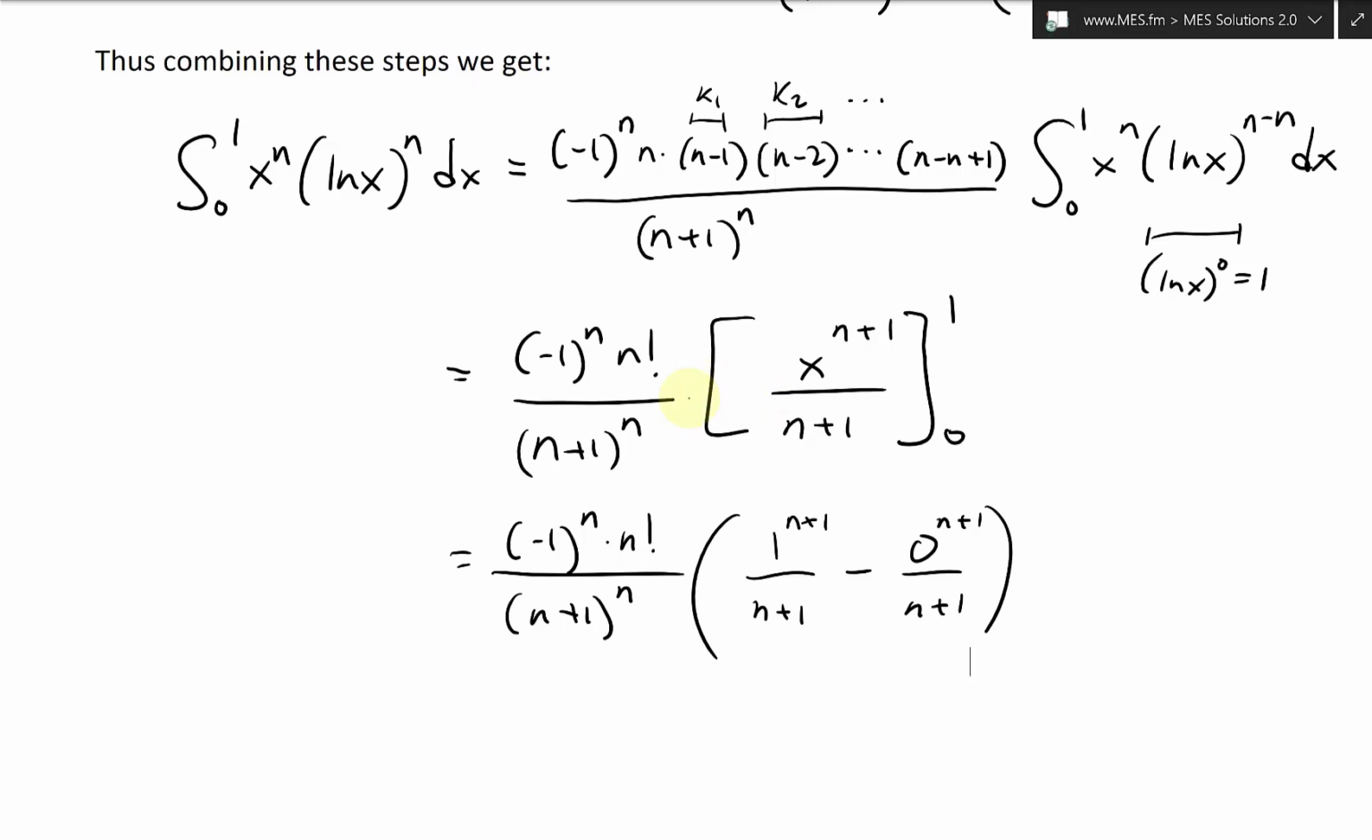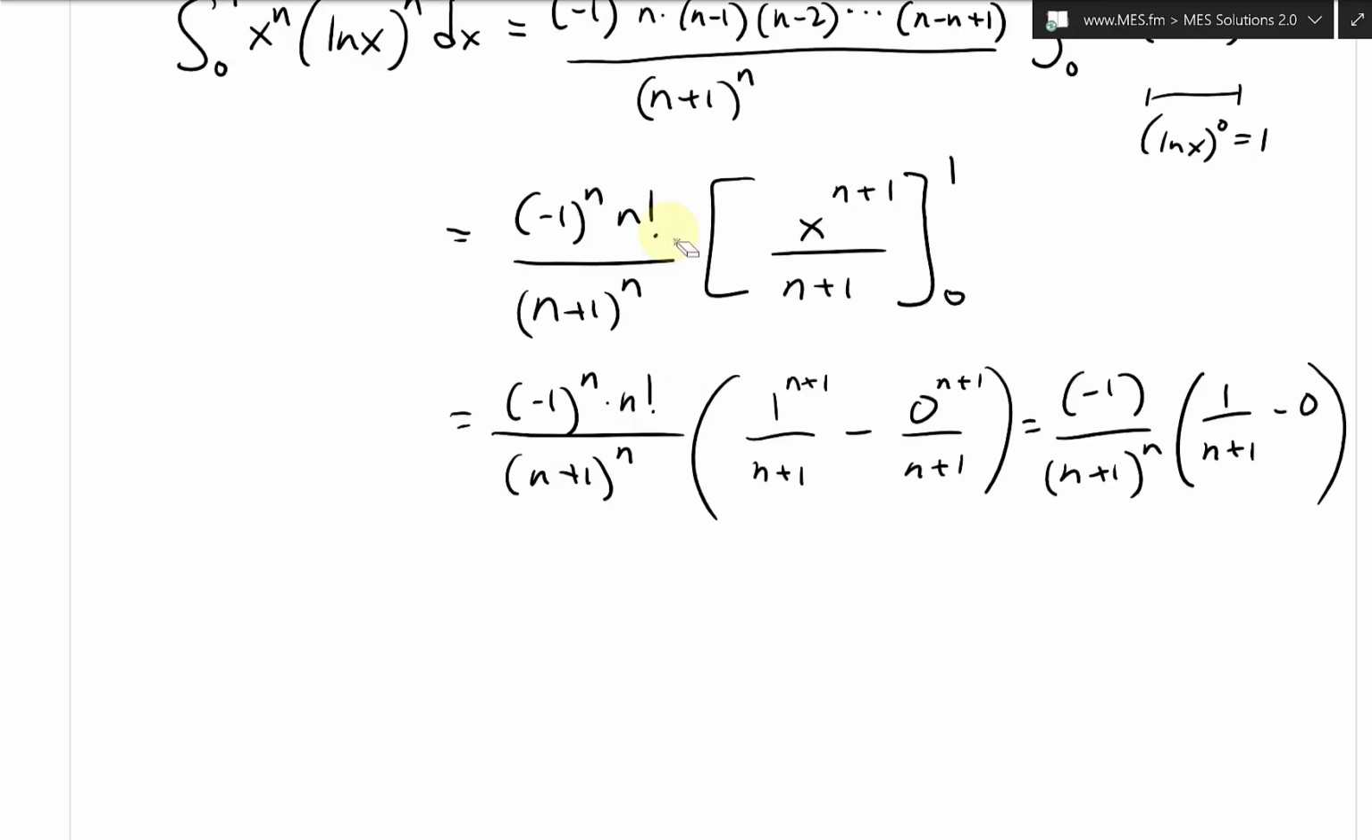So I'll put it over here. This just equals negative 1 to the n over (n+1)^n times 1 over n plus 1 minus 0. And here I just forgot the n factorial. I'll put the n factorial there.